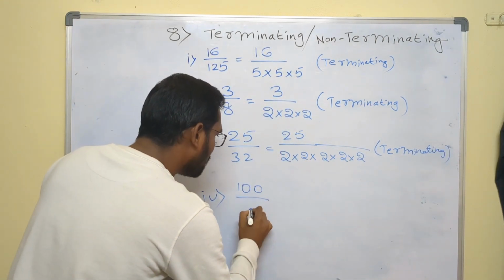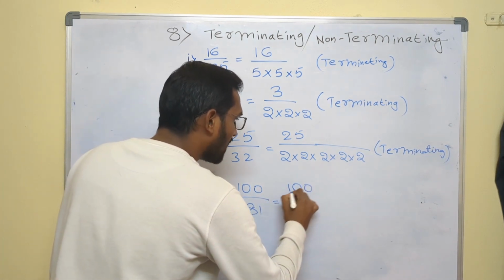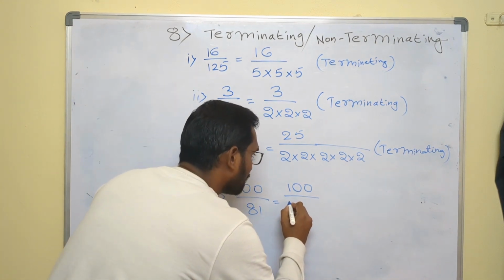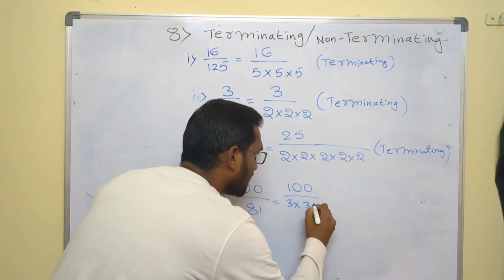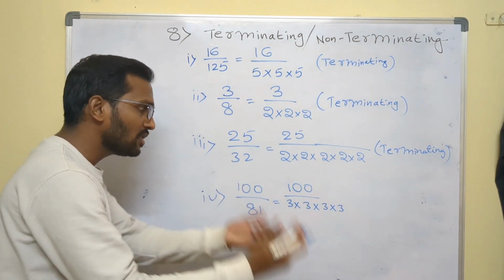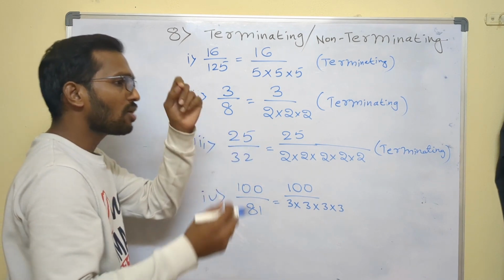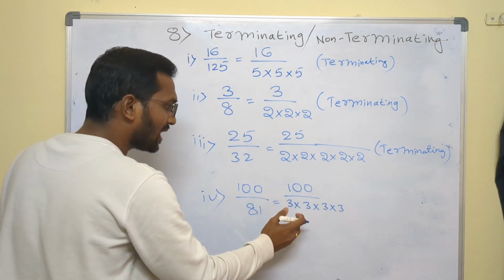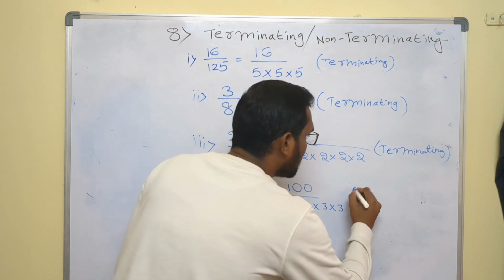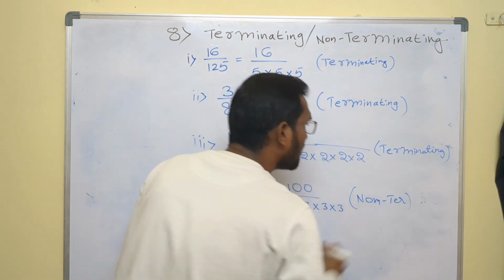100 divided by 81. Numerator 100 as it is, divided by 81 can also be written as 3 into 3 into 3 into 3. Now, in the denominator, as we said earlier, we need to have only the number 2 or only the number 5 or both 2 and 5. But here, besides 2 and 5, there is something else. So that's why it will be having a non-terminating repeating kind of decimal.